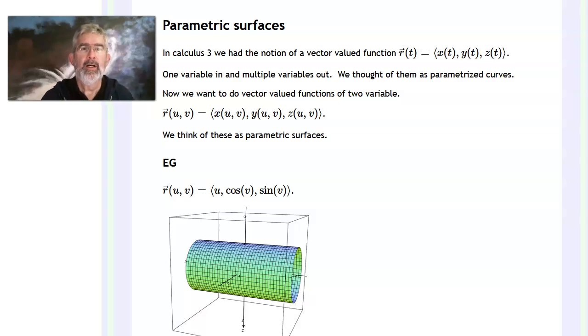That is, you had one input, usually it was t, and you had multiple outputs, maybe x and y if you're doing this in the plane, or x, y, and z if you're doing it in space, right? We called them vector-valued functions. One variable in, two or three variables out. Of course, you could do more variables if you're in higher dimensions. And we thought of these as parametrized curves.